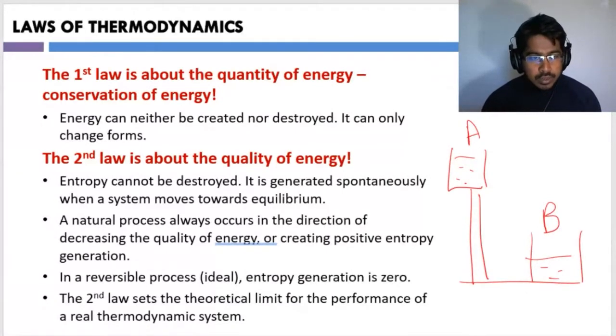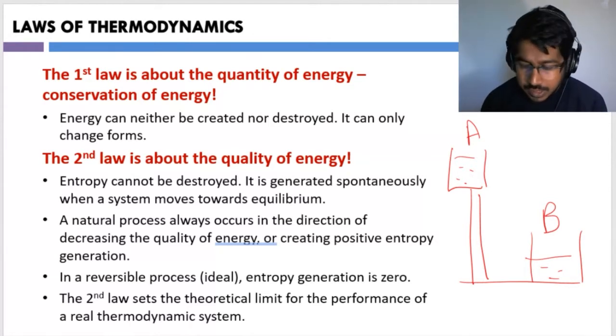All right. So in the second law, we say that entropy cannot be destroyed. It is generated spontaneously when a system moves towards equilibrium. I'm not going to explain this right now. We'll discuss this part in detail in the coming sessions when we discuss entropy. The other statement is that a natural process always occurs in the direction of decreasing the quality of energy, or creating positive entropy generation. So for now, we'll pause the entropy discussion. Rather, we'll try to discuss decreasing the quality of energy.